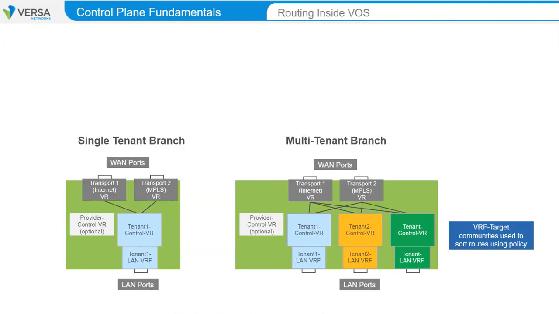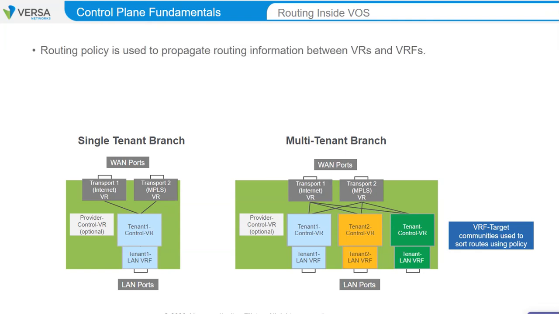The diagram shows how the virtual routers, or VRs, and the virtual routing and forwarding tables, or VRFs, are associated within the VOS software. Routing policy is used to propagate routing information between VRs and VRFs. The LAN VRF in the example is owned by the corresponding tenant control VR. When multiple tenants are configured, each tenant has a control VR with corresponding LAN ports.